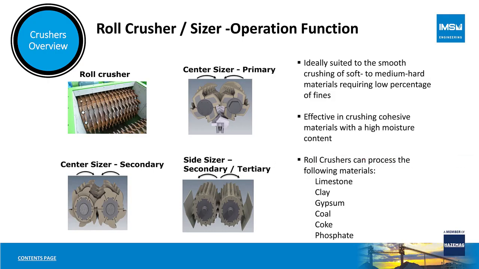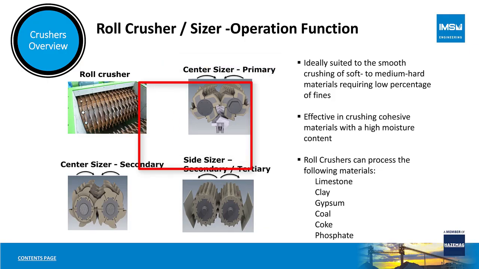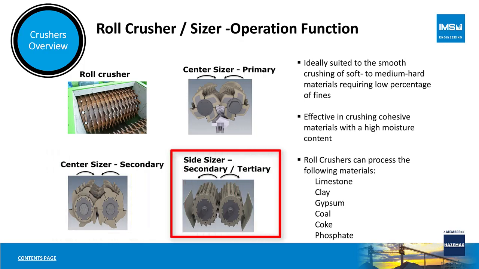You get various different types of sizers. You get center sizers, which are used in primary crushing applications where the two rolls turn towards each other. If you have a different tooth arrangement or different roll arrangement, you can also use the center sizer in a secondary application. And there are also side sizers where the two rolls turn in opposite directions and crush the material against wear liners in the housing of the crusher.